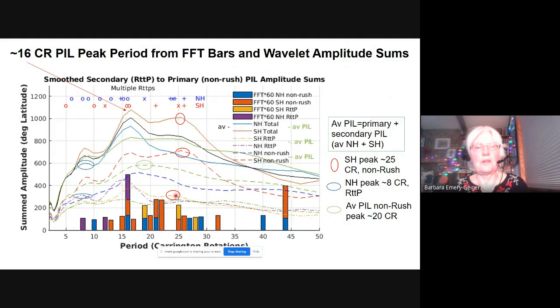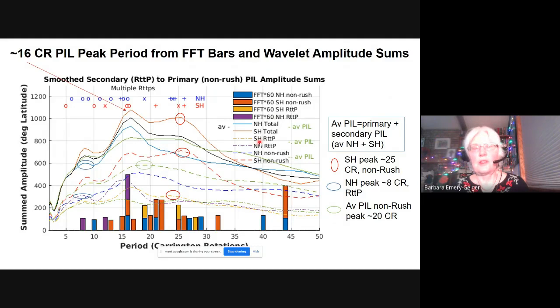This is the rush to the pole periods, which is about a third of the time. We see a peak around 25 Carrington rotations for this southern hemisphere. We see it also in the non-rush, around 25 Carrington rotations. We see it in the total. It's not as present in the northern hemisphere, which is blue.